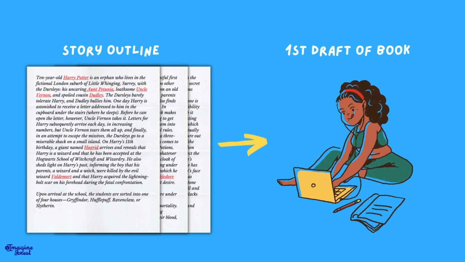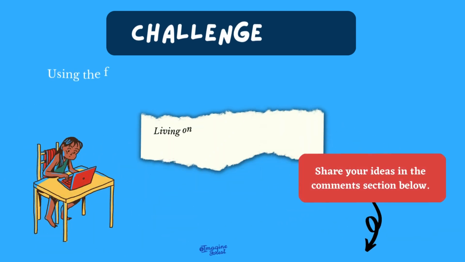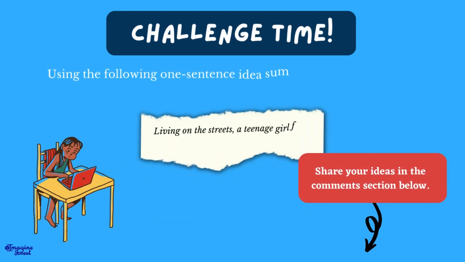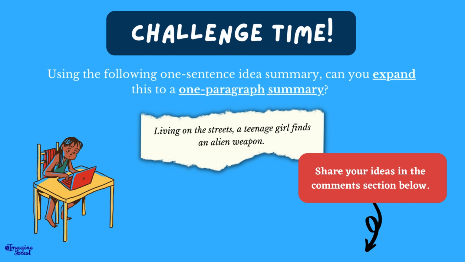That's it. Once you completed all 8 steps, you should have a complete outline of your story idea. You can then use this outline to start writing the first draft of your story. Now it's time for today's lesson challenge. Using the following one-sentence idea summary, can you expand this to a 1-paragraph summary? Living on the streets, a teenage girl finds an alien weapon. Share your ideas and paragraph summaries in the comments section below.